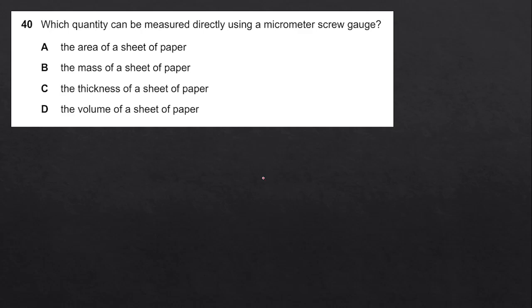Which quantity can be measured directly using a micrometer screw gauge? Area of a sheet of paper? No, we can't measure the area using a micrometer screw gauge. Mass of a sheet of paper? No, we'll need a measuring pan. Thickness of a sheet of paper? Yes, certainly we can use a micrometer screw gauge to find the thickness. Volume of a sheet of paper? Still no, because we can't find volume using a micrometer screw gauge.